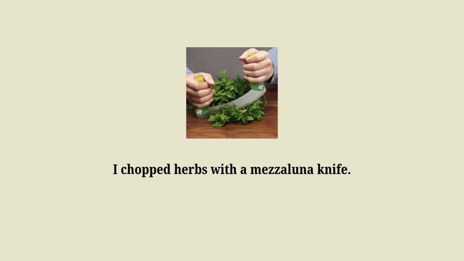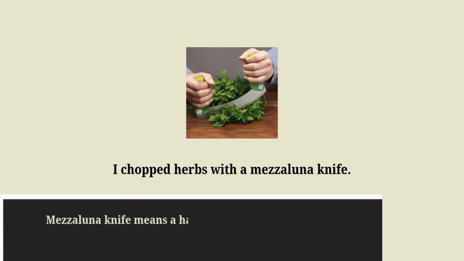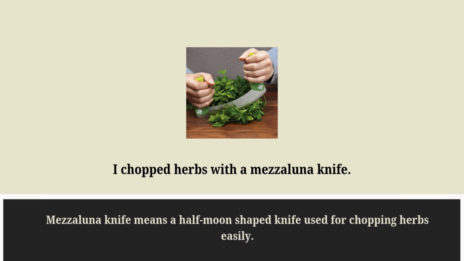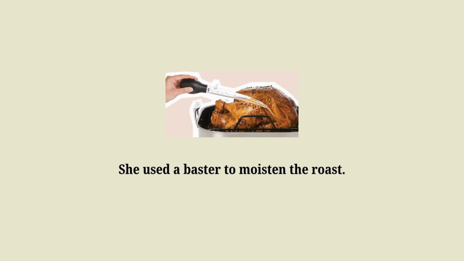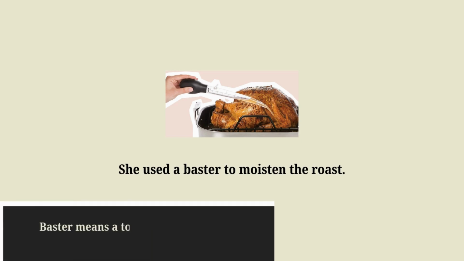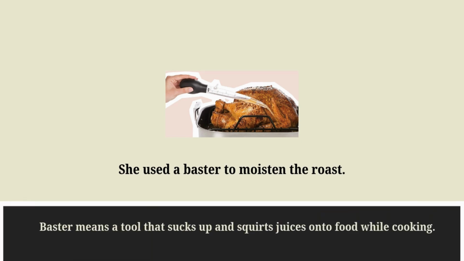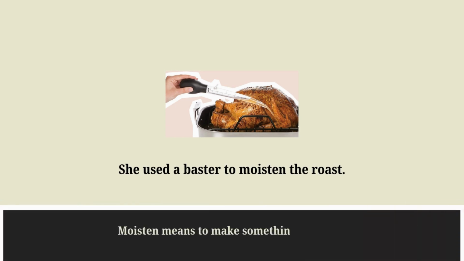I chopped herbs with a mezzaluna knife. Mezzaluna knife means a half-moon-shaped knife used for chopping herbs easily. She used a baster to moisten the roast. Baster means a tool that sucks up and squirts juices onto food while cooking. And moisten means to make something a little wet.